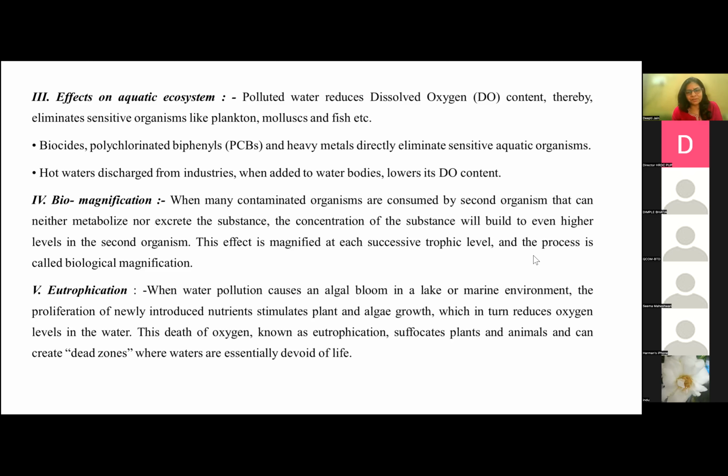Eutrophication. Can anyone tell me what is eutrophication?